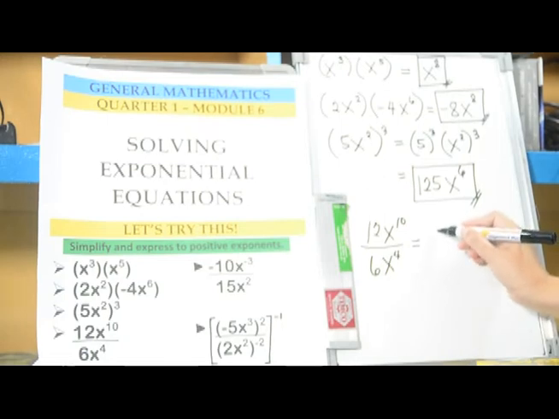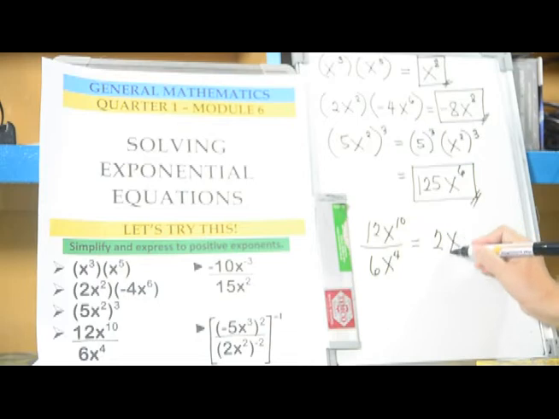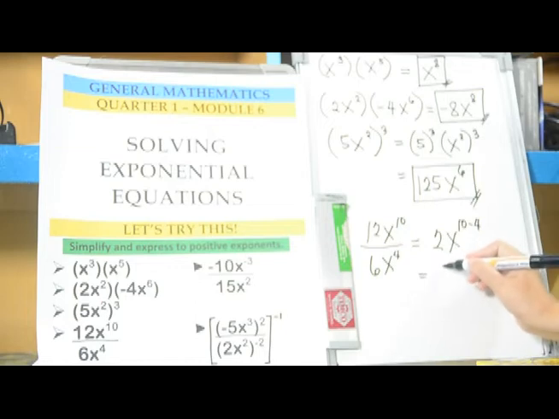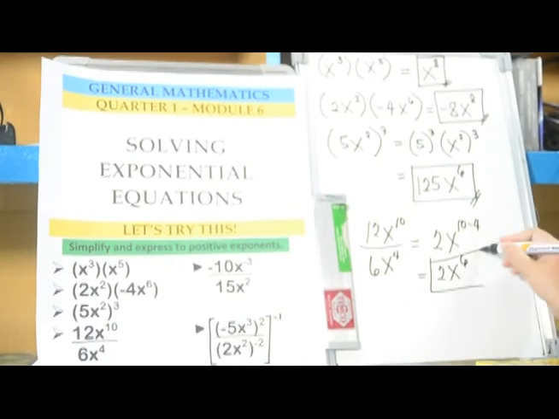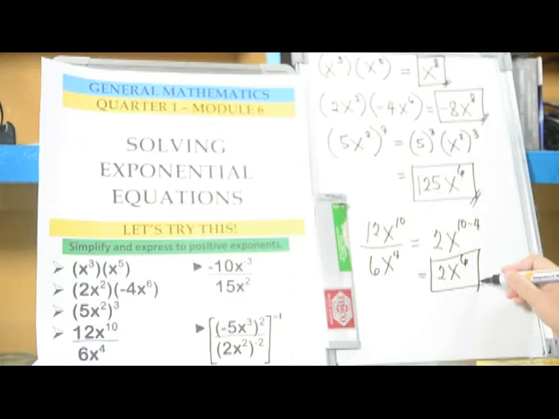That is actually 2. And this one here, you have the same variable base, x. So subtract this one. 10 minus 4. So you've got here 2x, and 10 minus 4 is 6. So this will be raised to the power of 6. So the answer we have 2x raised to the power of 6. Okay?